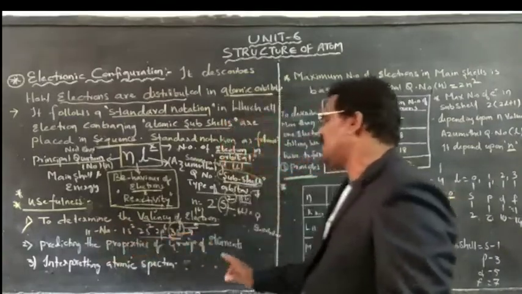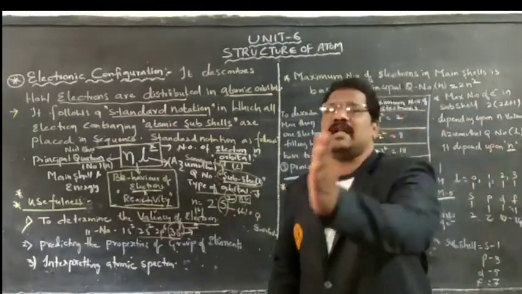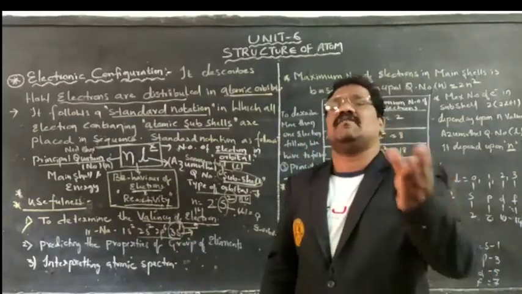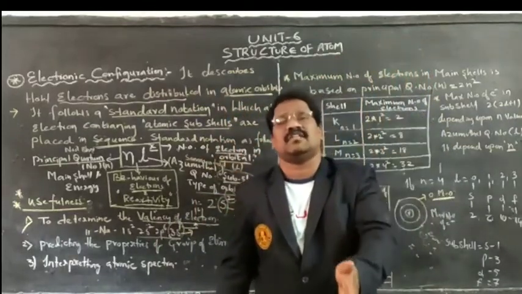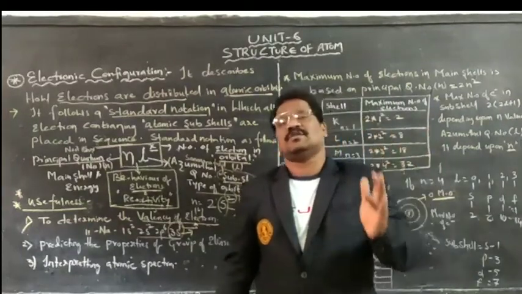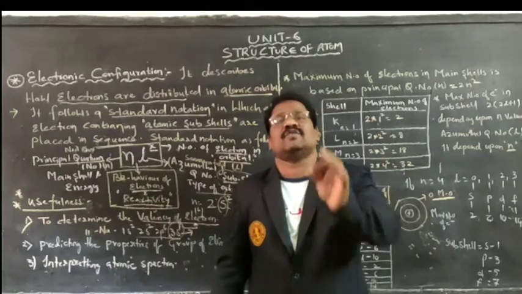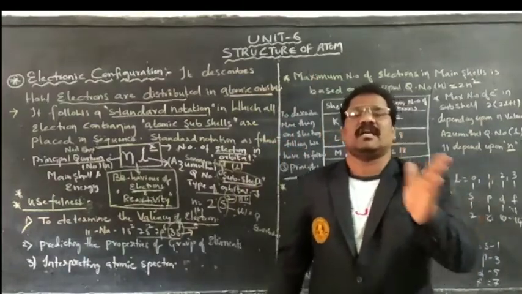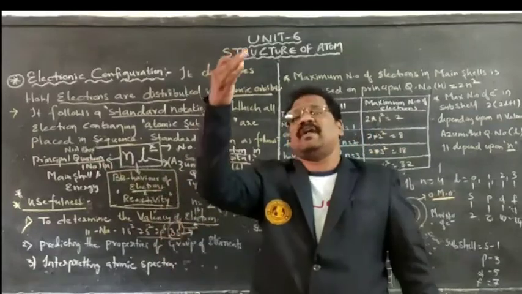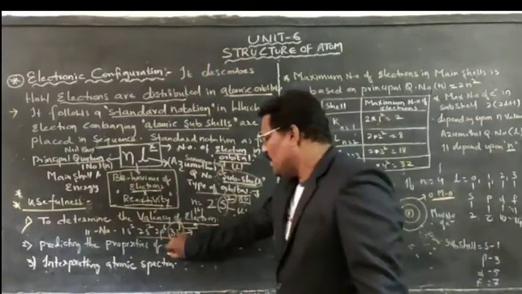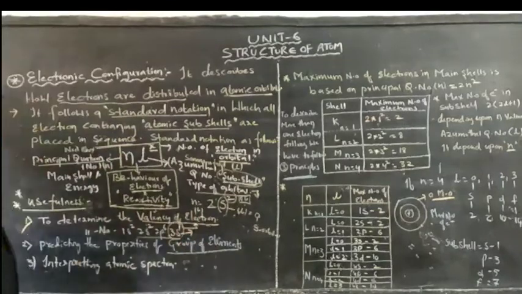The second use is predicting the properties of a group of elements, to which group they belong, depending upon valency electrons. We can identify that it belongs to the first A group. In a group, all elements with similar properties are arranged: hydrogen, lithium, sodium, potassium. The first A group has similar-property elements whose valency is 1. Then second A group, third A group, fourth A group, fifth A group, and so on up to the eighth A group. Depending upon the nature of the elements, which group a particular element belongs to can be easily identified. That is the use of this.